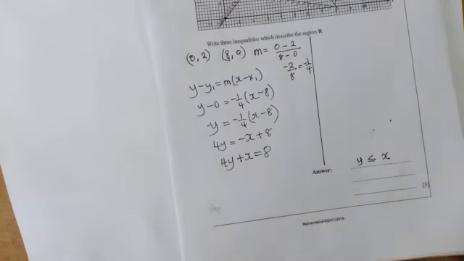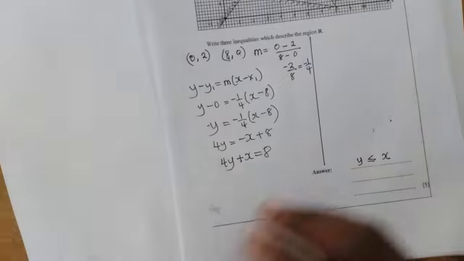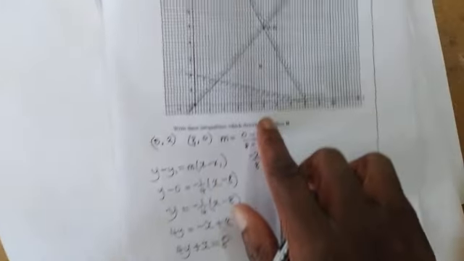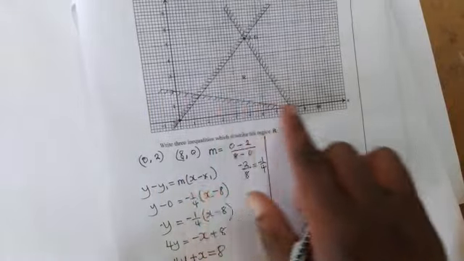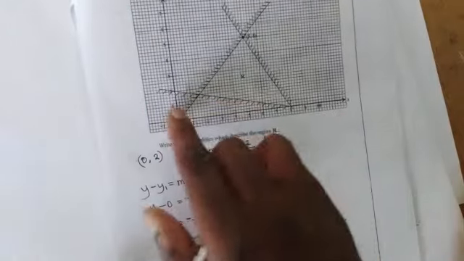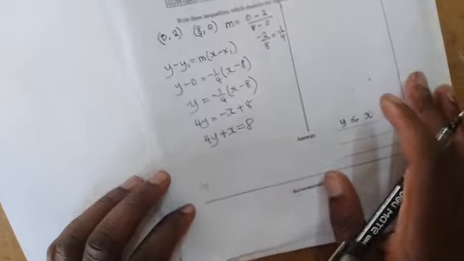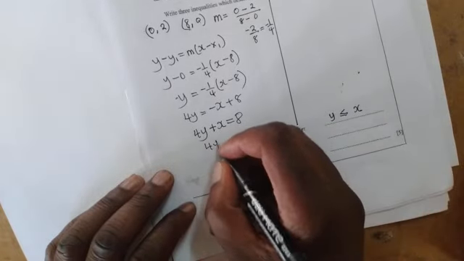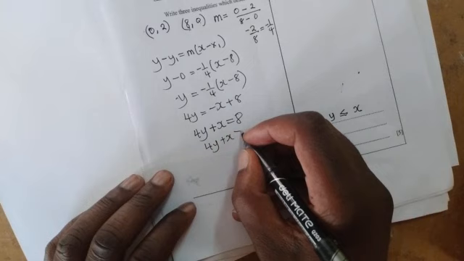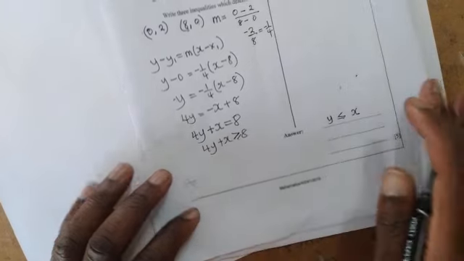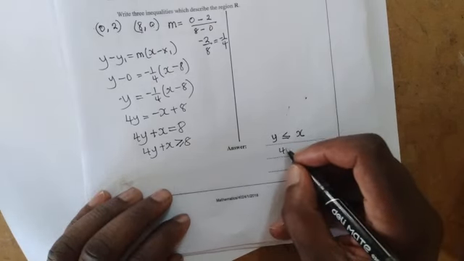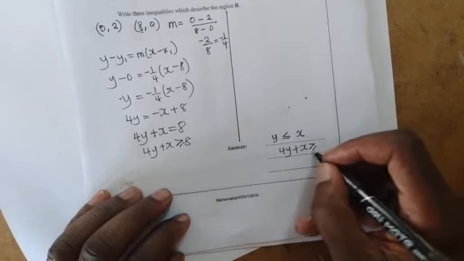For an inequality, we need to bring in those symbols. The equation that we wrote is for this line. So the region that is unshaded for R is above. So in terms of an inequality, we are going to say 4y plus x is greater than or equal to 8. So that is what we're going to say: 4y plus x is greater than or equal to 8.